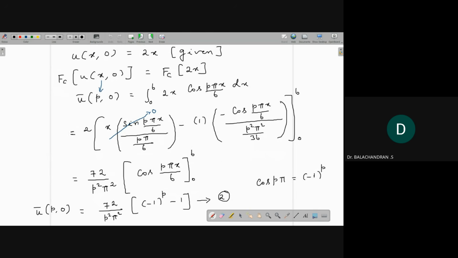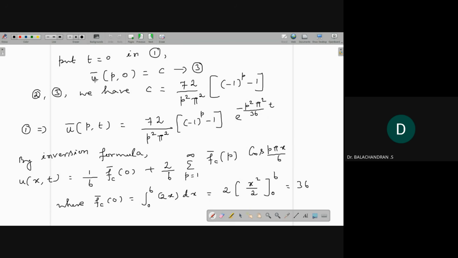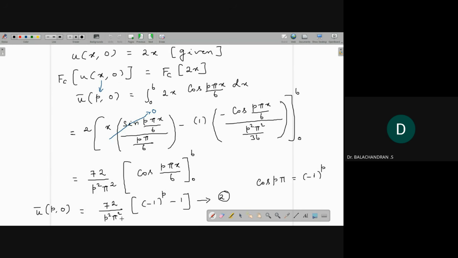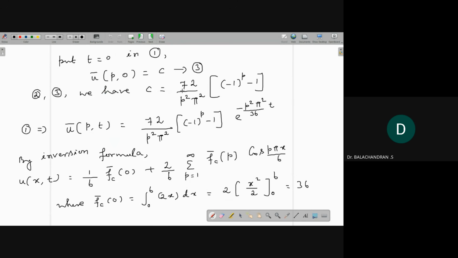Now from equation 2 and 3, the left hand side is the same. You can see here U bar of p comma 0, and in equation 3 also you have U bar of p comma 0. Then we can equate the right hand side. So from 2 and 3, C is equal to 72 by p square pi square into minus 1 whole power p minus 1. So I found the value of C.